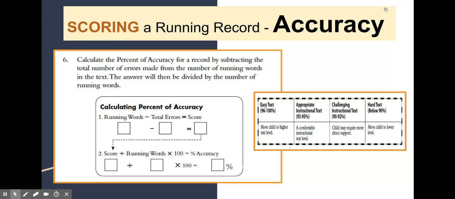So first we need the total number of words that were read, the running words in this formula. You'll need to count those up. You'll also need to count up the number of errors because the formula for accuracy percentage is the number of words read minus the number of errors, which gives you the number of words read accurately. And then you divide the number of words read accurately by the total number of words read and multiply by 100 to get an accuracy percentage. So let's go on to calculate it.